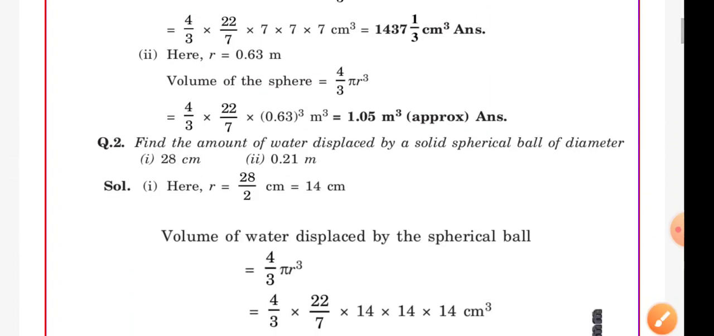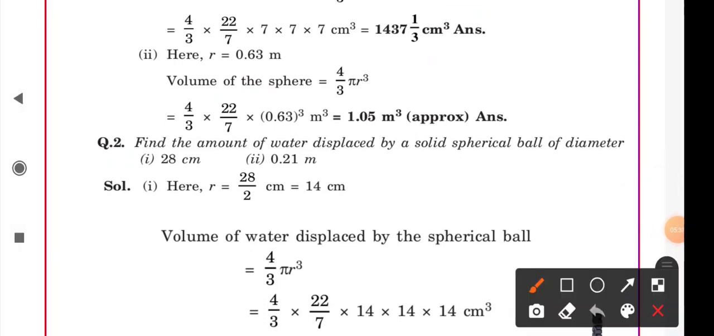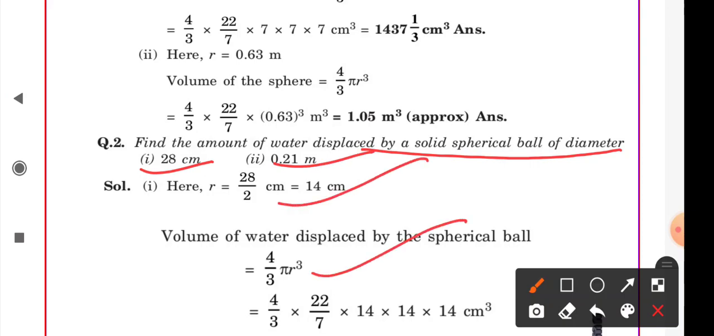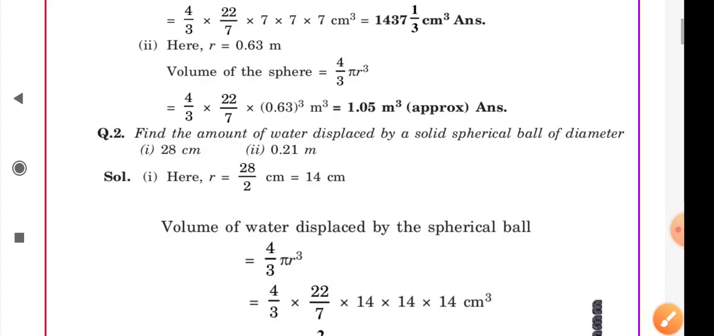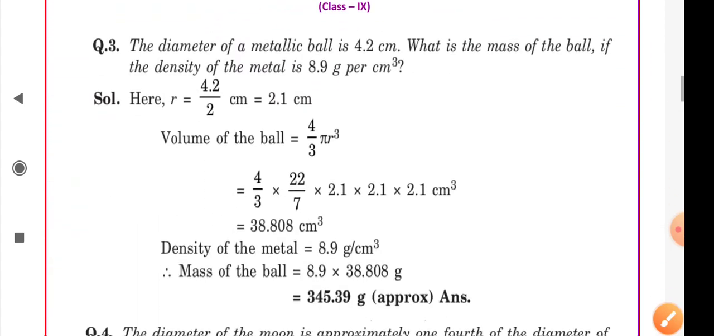Now see, in question number second, you have to find the amount of water displaced by the solid hemispherical ball of a given diameter. In this you have been given the diameter, so first you will find the radius, then you will again find the volume, which is 4 upon 3 pi r cube. Similarly for the second part also.